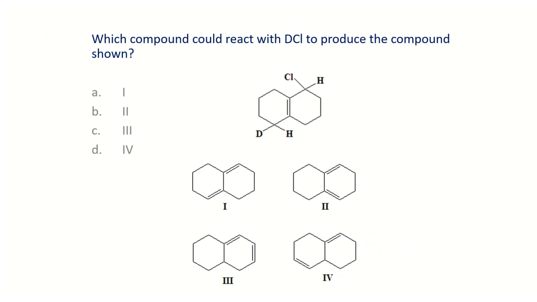This is quite a simple question, because I'm asking you which compound could react with DCl to produce this compound shown. We have 4 options. Now, what I would like you to do is have a little think. I'll pause it right here. You should pause as well. Have a little think about which compound was the likely starting material. Did you pause? I hope you did.